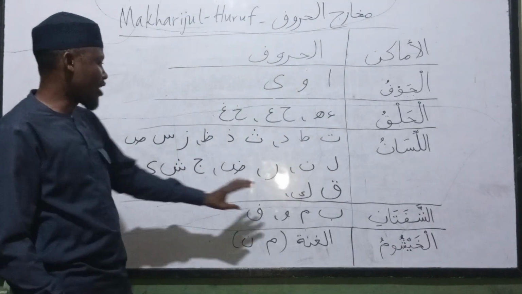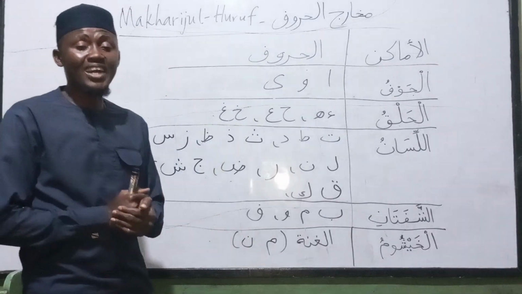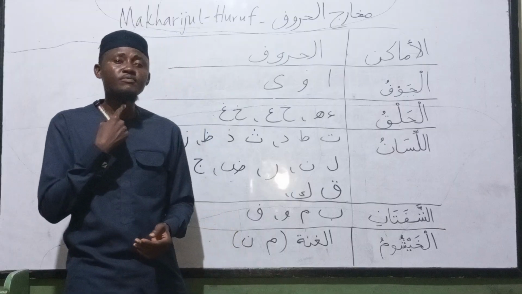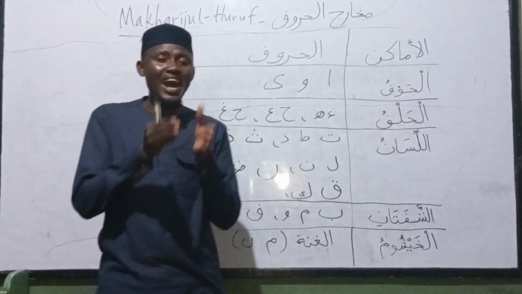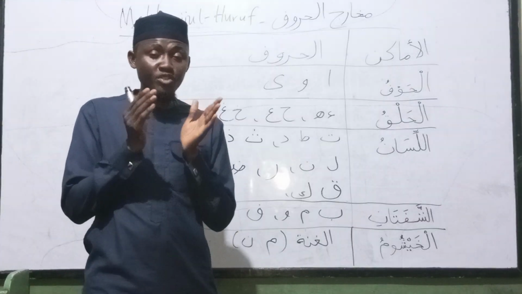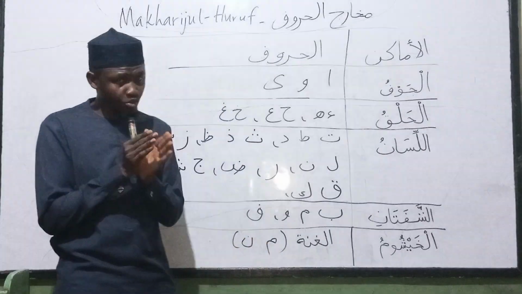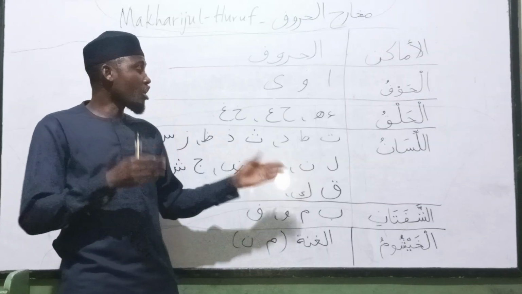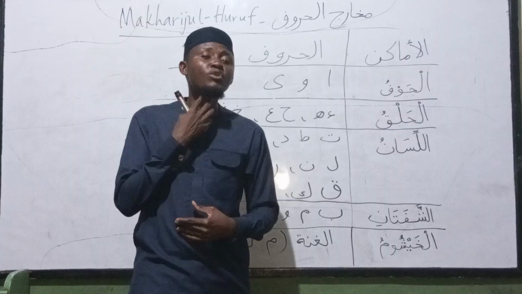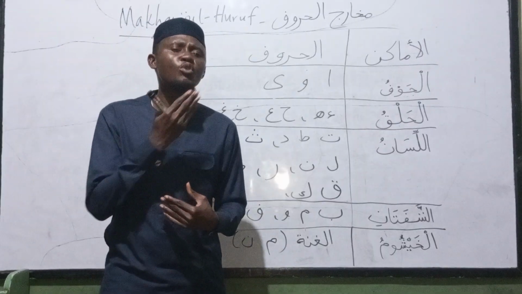So now the last two are qaf and kaf. Qaf and kaf are articulated from the end of the tongue. Their points of articulation are close, not the same. Many students make this mistake with this. Qaf is articulated from the end of the tongue, closer to the throat, while kaf is articulated from the end of the tongue, but closer to the mouth.